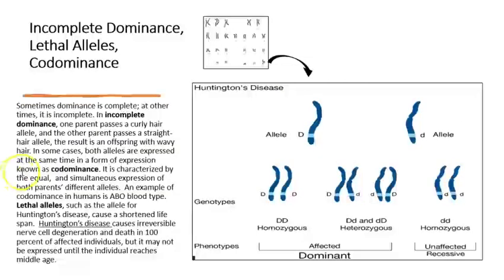Okay, there are obviously other ways to explain the genetics that are going to happen, and that's codominance and incomplete dominance.